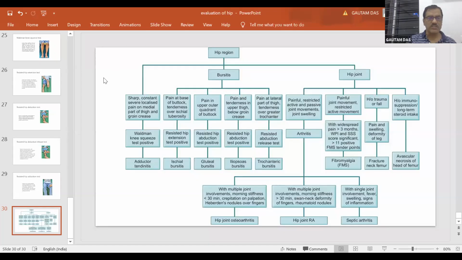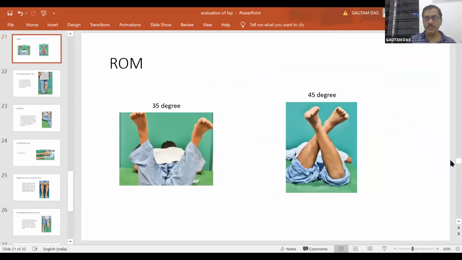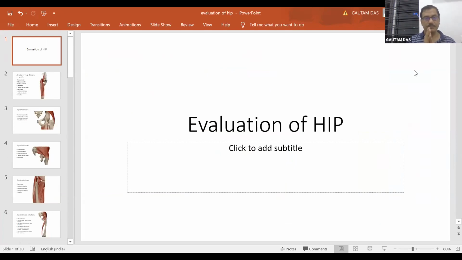All these clinical tests are not at all complicated tests, so I'm not demonstrating them on the volunteers. So now, if you have any questions regarding your hip evaluation, please ask me.